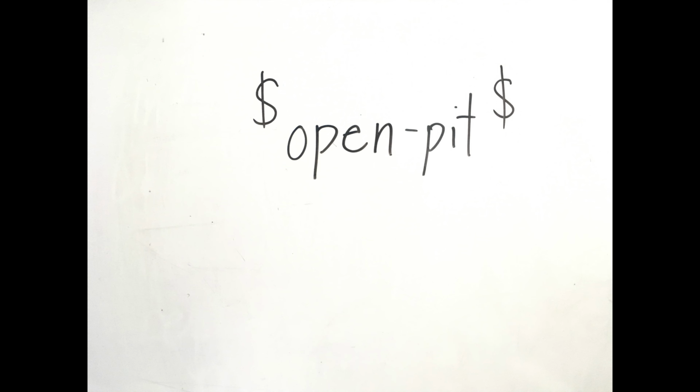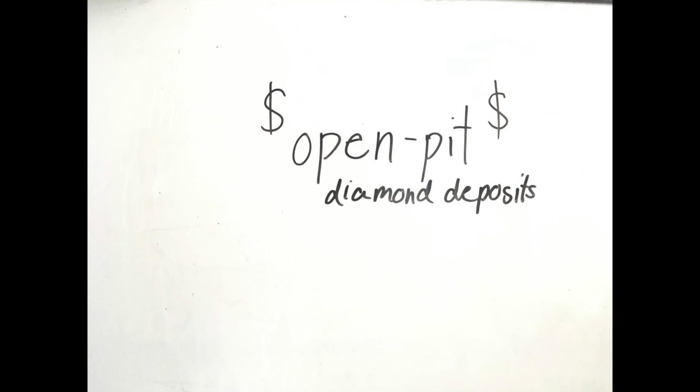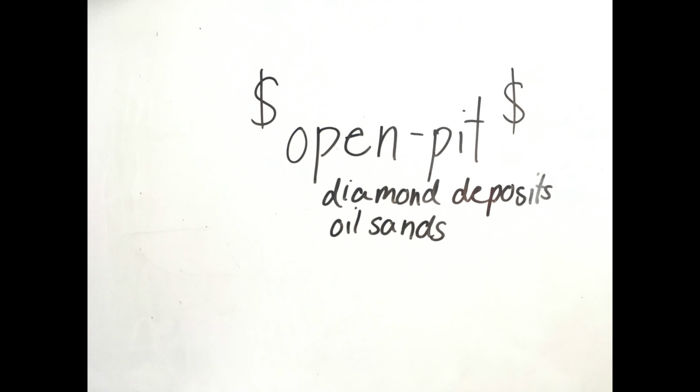Open pit mining is more expensive than strip mining. It is used for materials relatively close to the surface, but deeper than can be accessed by strip mining. Examples of minerals mined by open pit mining are some diamond deposits, oil sands, and iron ore deposits.